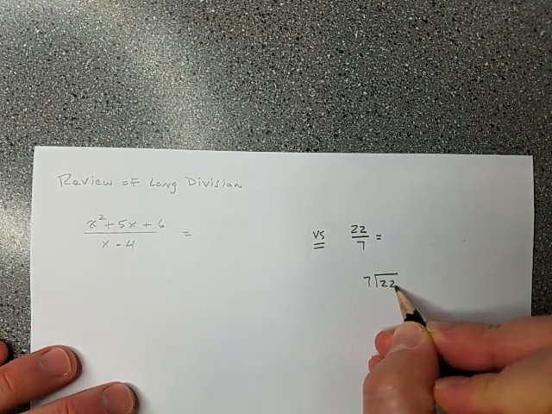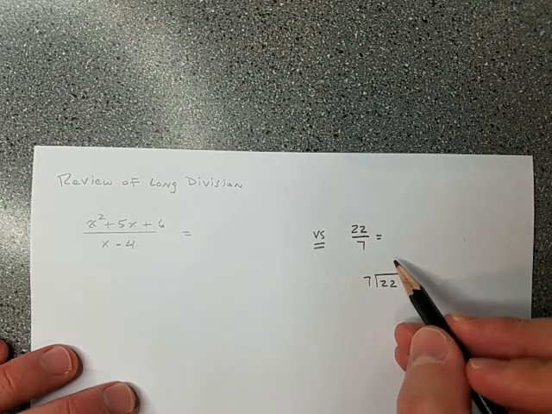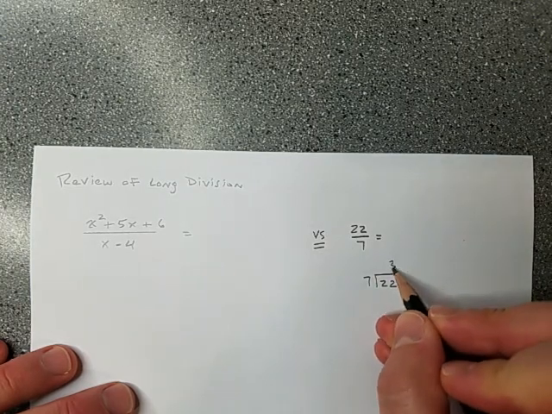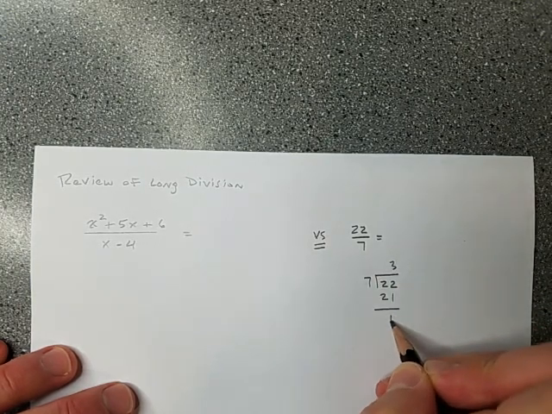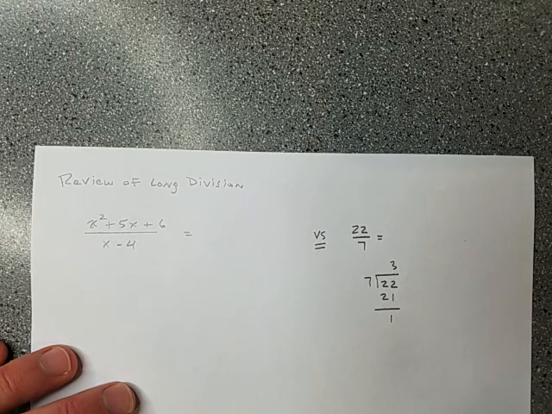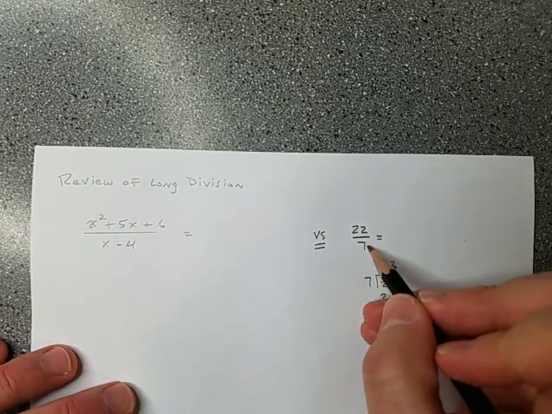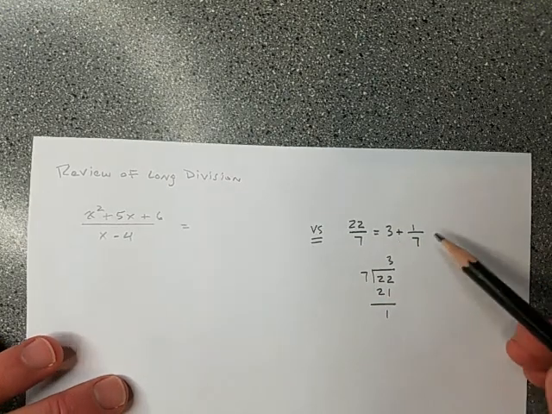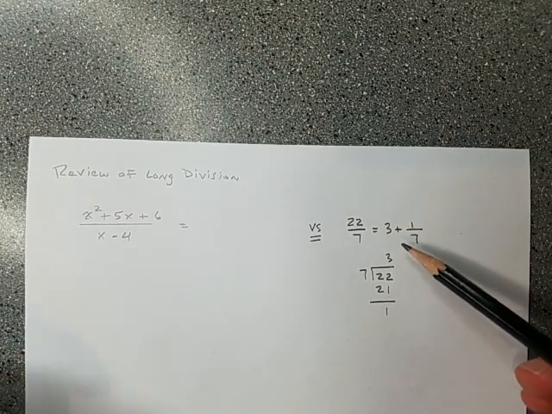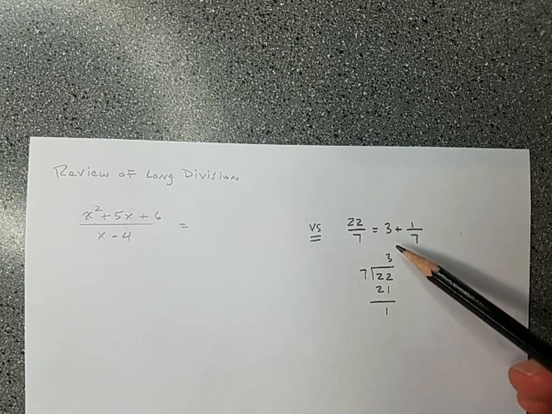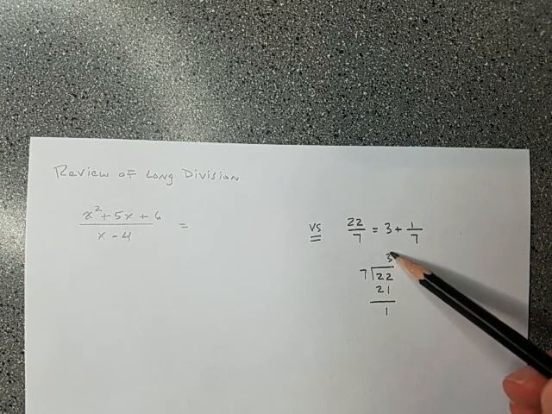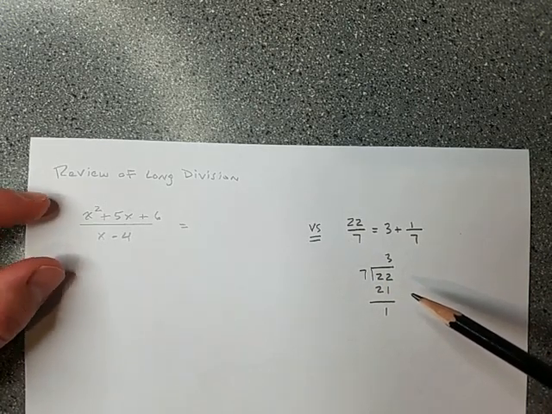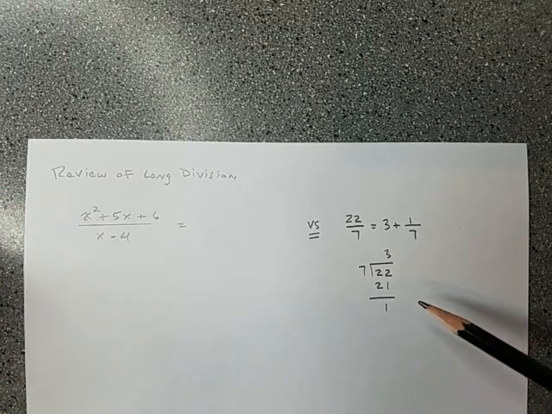We say 7 into 22, and so I want to multiply something by 7 not to exceed 22, and so I got 3, and that's 21, and we're subtracting, I get 1, all right? So my answer is that 22 over 7 is 3 and 1 over 7. In a mixed number, when we say and, we mean plus. 3 and 1/7 is 3 plus 1 over 7. It's the quotient plus the remainder over the divisor. Dividing polynomials works much the same way, okay?